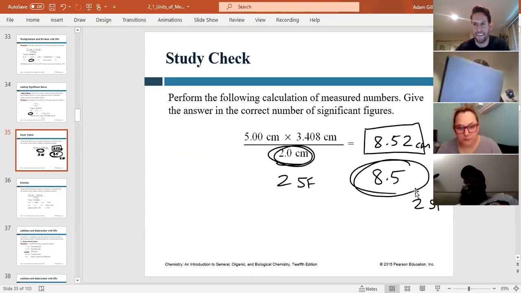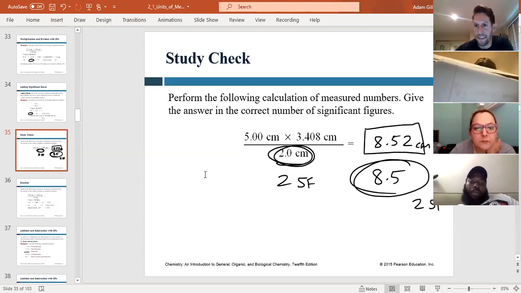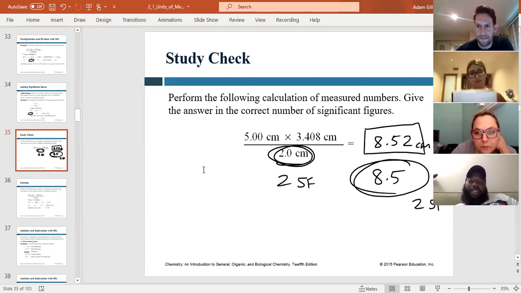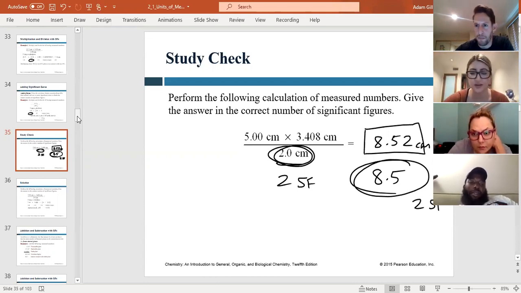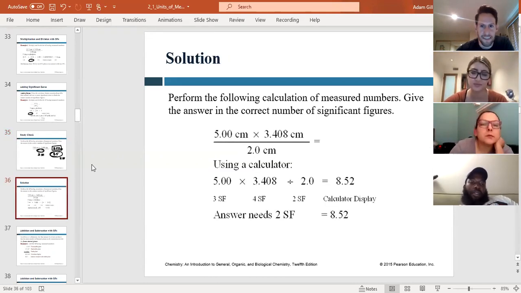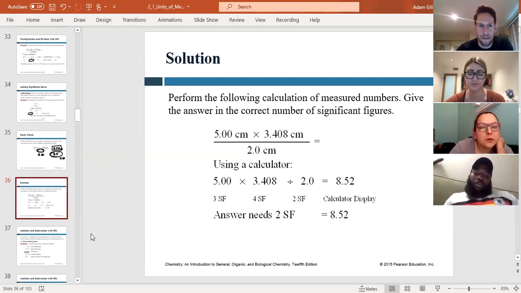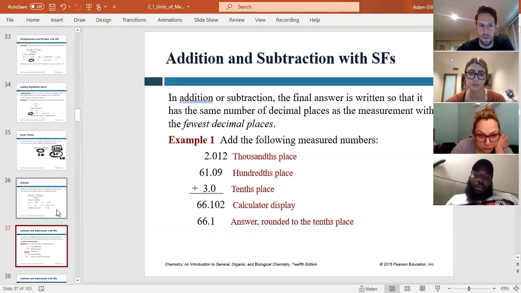Is it making sense? I know this is tedious. It's really technical stuff. Don't stress about it too much. So once again, you do it in a calculator, it's going to spit out 8.52, but we only need 2 sig figs, so you round it to 8.5.